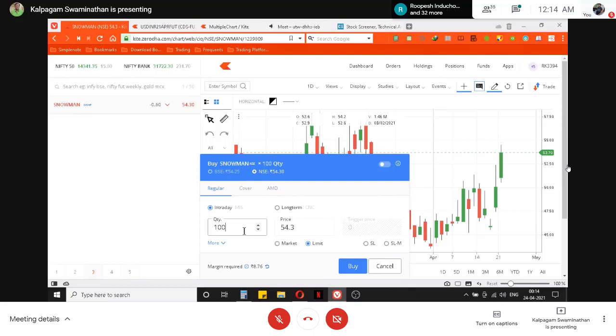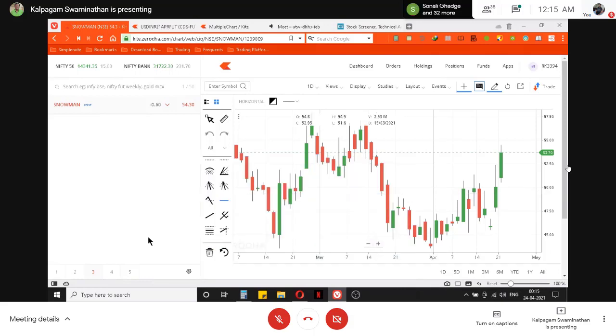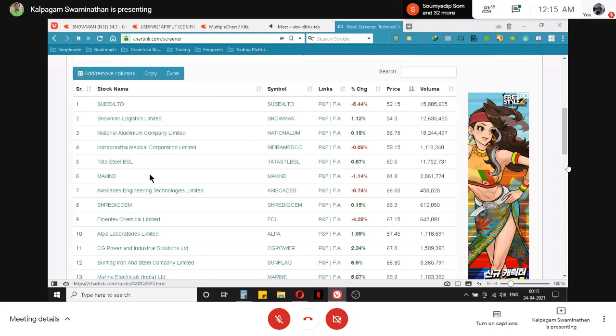Let's say I want to trade 1,000 shares. It will cost only around 8,000 plus. If I make 4,000 rupees on an investment of 8,000, that is a 50% return, no? Yes, sir. So I keep on doing like this for each stock.